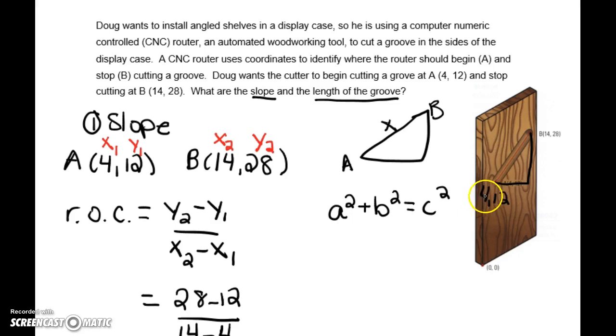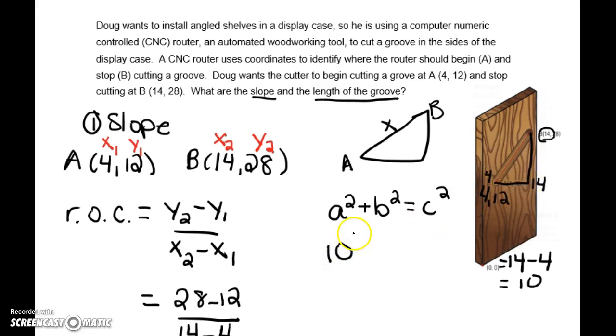The 4 represents your x value, which is your horizontal distance. That means the distance from the edge of your wood all the way to point A is 4. And then the horizontal distance to point B is 14, so from the edge of the wood to point B is 14. To find the distance between point A and point B, you just subtract the two values. So you take 14 minus 4, which gives you 10. It means that the horizontal distance from point A to point B is 10 units.